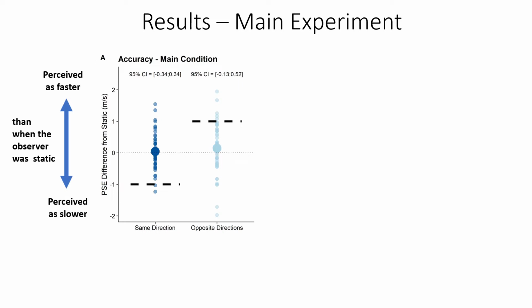We analyzed this data using generalized linear mixed modeling and computed 95% confidence intervals, which we're showing here numerically on the plot. As you can see, for both conditions, they include 0. That is, performance here was not significantly different from the static condition. But they were significantly different from the point of no compensation for both conditions.